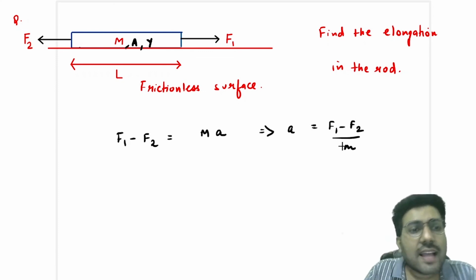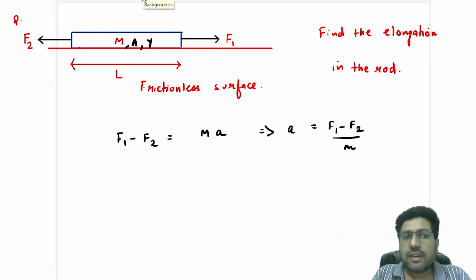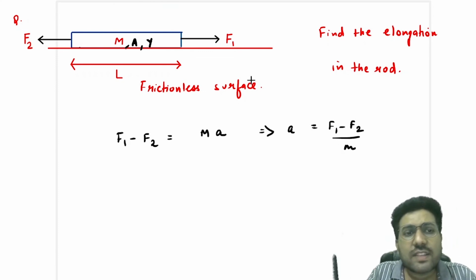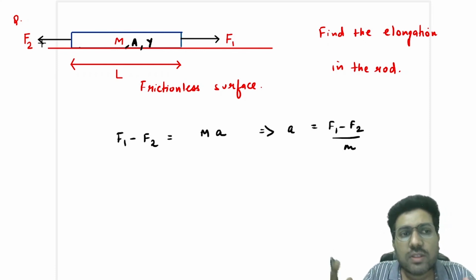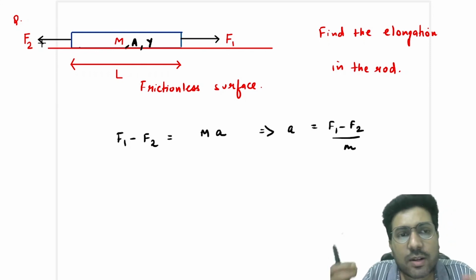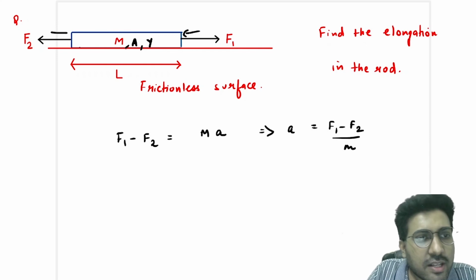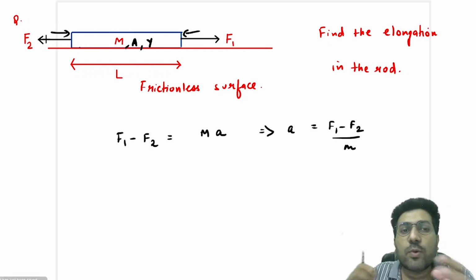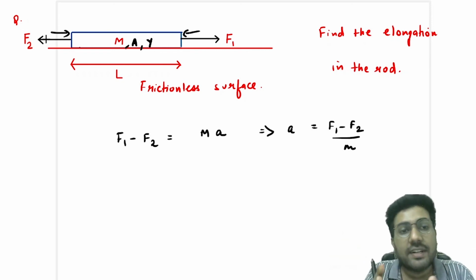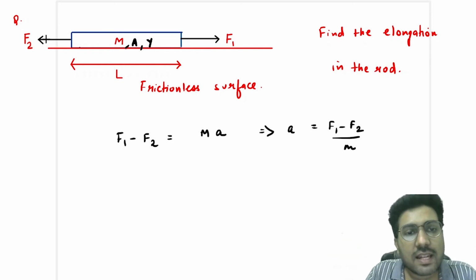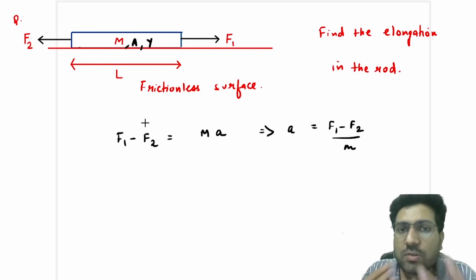We need to find the elongation of this rod. Here the rod is not fixed from any end, but still it will elongate. Both the forces are tensile. You can see that this also wants to stretch the rod and this also wants to stretch the rod. So both the forces are tensile. That means the rod will elongate. If the forces would have been in the other direction, in that case you would have said that both the forces are compressive, and the rod would have shortened. But in this case the rod will elongate. So first we have found out the acceleration.